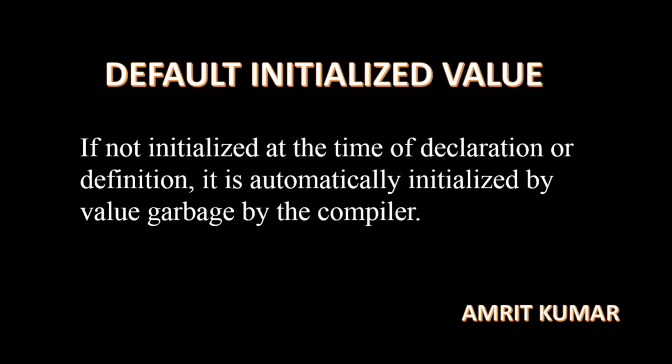Now, the next property of the register is the default initialized value. If we do not initialize at the time of declaration or definition, it is automatically initialized with a garbage value by the compiler. This is the most important point: if we do not initialize any value at the time of declaration or definition, then the C compiler automatically generates a garbage value there. Therefore, the default initialized value for the register is a garbage value if we do not initialize any value at the time of declaration.